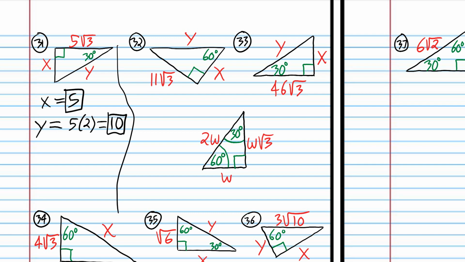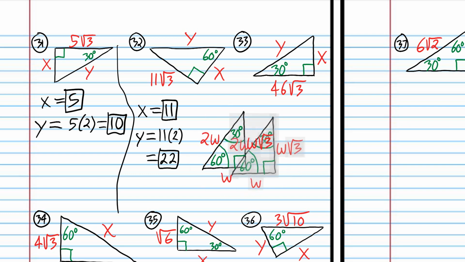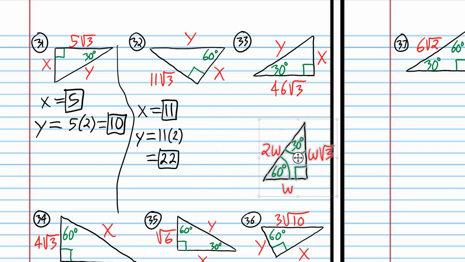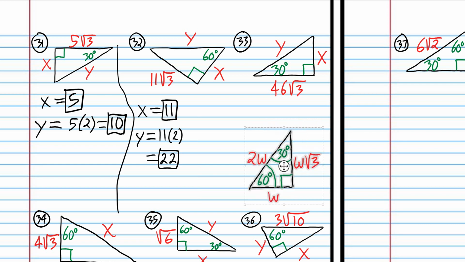All right, we're back. So the side opposite 60 is 11 root 3, so that means the side opposite 30, which is x, has to be 11. And the hypotenuse is 2 times the side opposite 30, so 11 times 2, which is 22. So if you got those answers, good job. Go ahead and try number 33, and when you come back, we'll do it together.